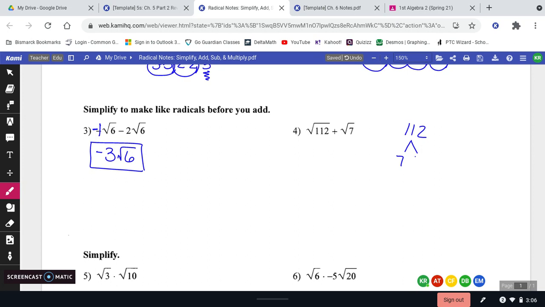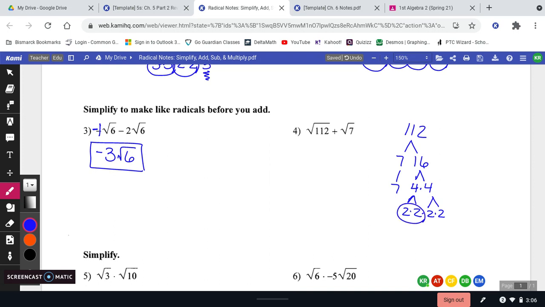And this is 7 times 16. And then 16, 4 times 4, and bring that 7 down. Oops, needs to be a 7. And then these I've got are 2's. Okay, so there's a pair of 2's, there's another pair of 2's, and then my 7 is left over. So the 2's, another 2, and then root 7. So this is 4 root 7, and then I have plus this root 7. So this would be 5 square root of 7.